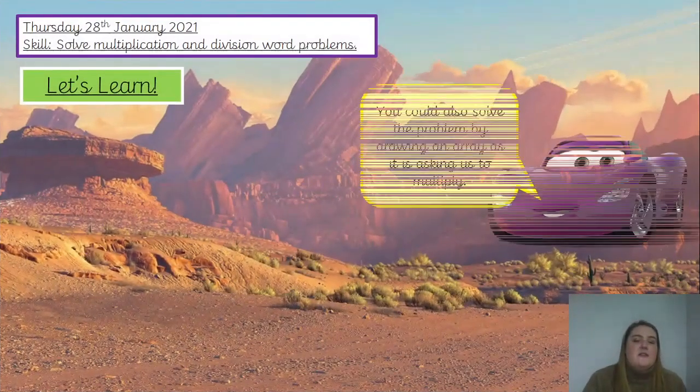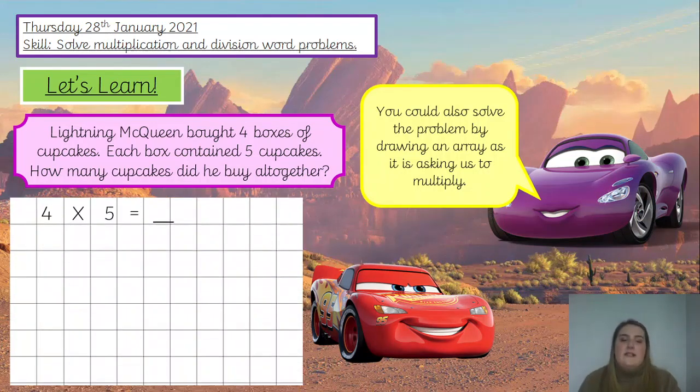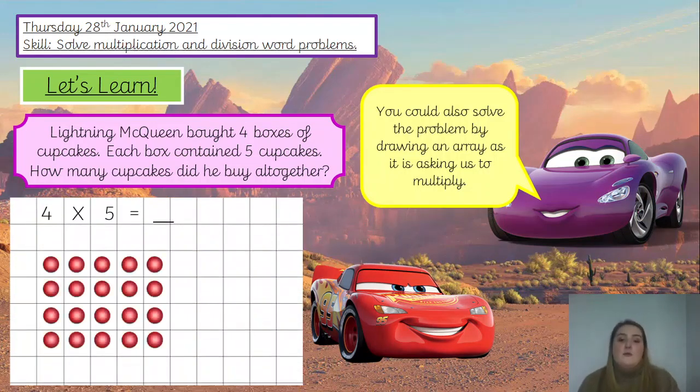We could also do that then by drawing, what do we draw to help us when we're multiplying? Well done, an array. So I would write my number sentence out again, 4 times 5. I would draw my array, and we can see here I have got 4 coming down, groups of 5. So I've got 4 groups of 5 or 5 groups of 4.